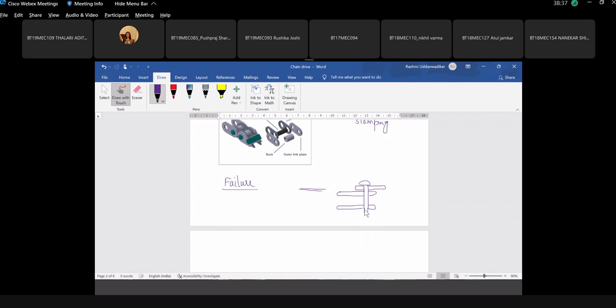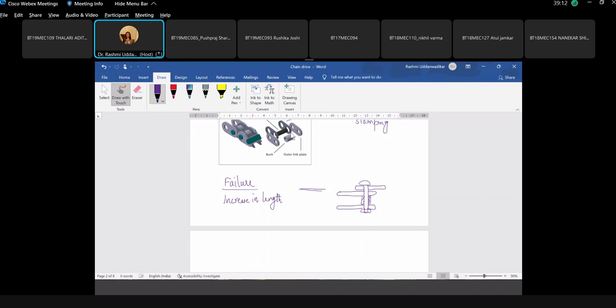Okay, so this is the pin, surrounded by the roller. You would be surprised to know that the failure of a chain is marked or observed by an increase in the length. Increase in the length of the chain is taken as failure of the chain. The link will never break.